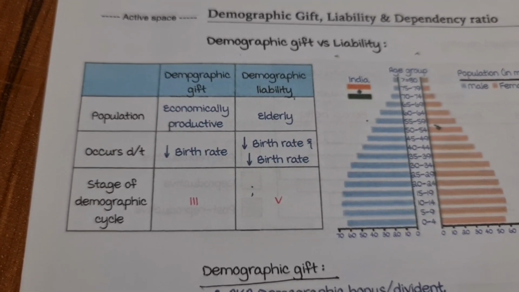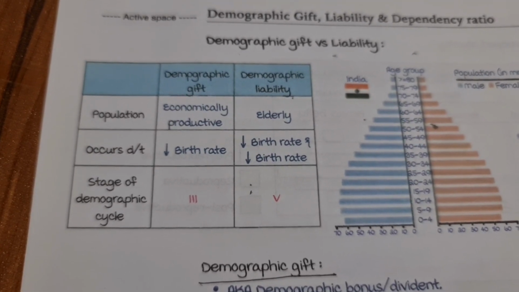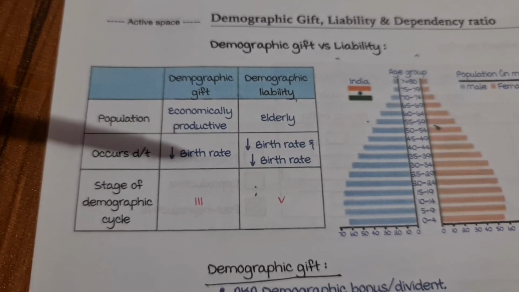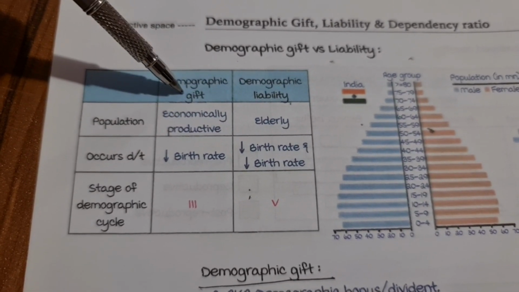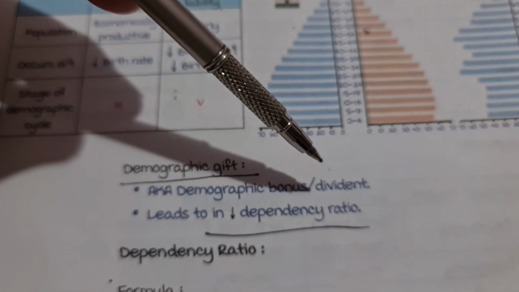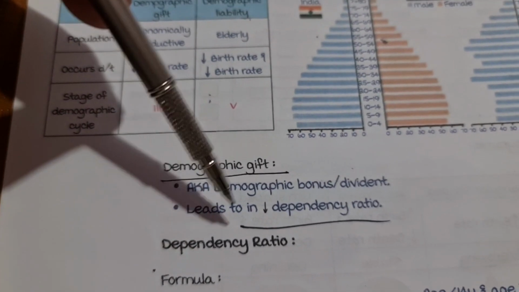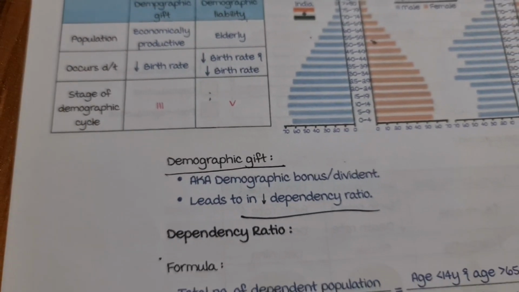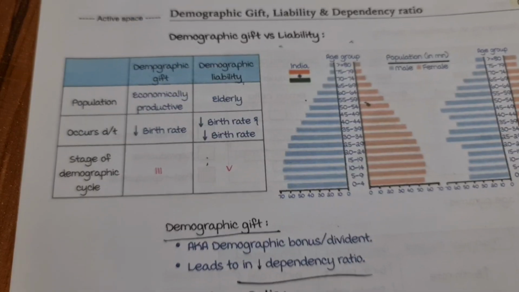So, for example, India is currently in the phase of what we call the demographic gift, which is also known as demographic bonus or the demographic dividend, which leads to a decreased dependency ratio. We will talk about what the dependency ratio is.